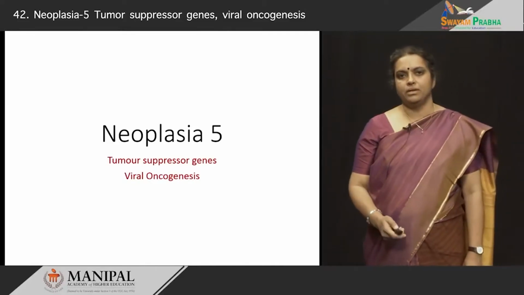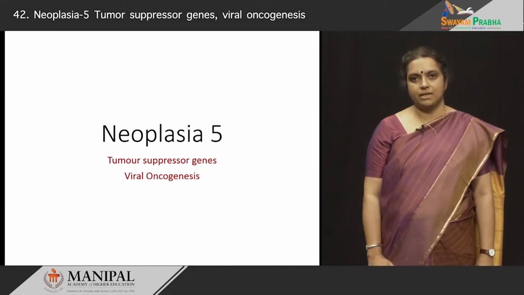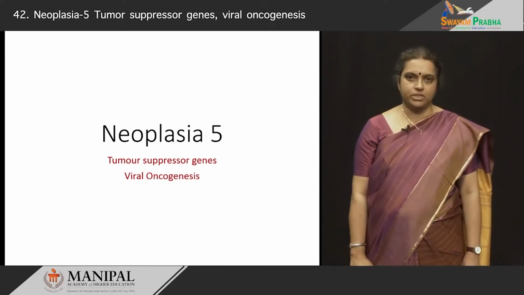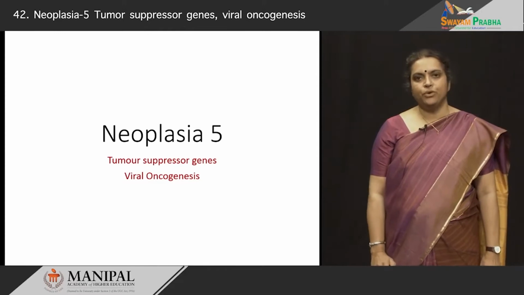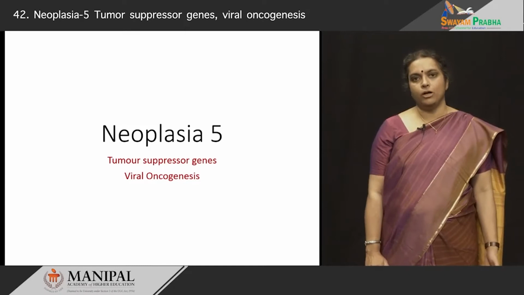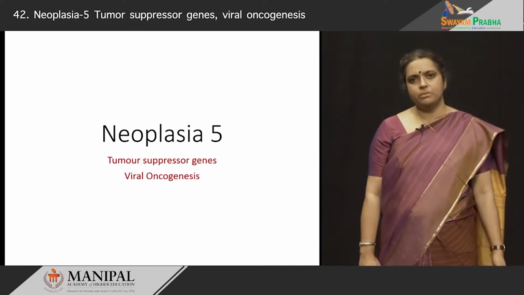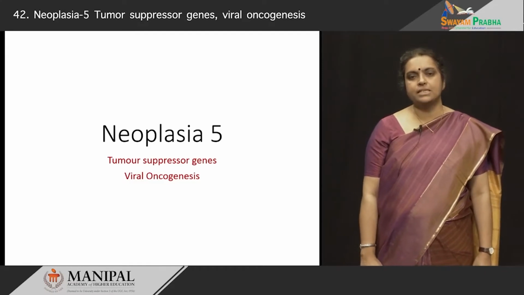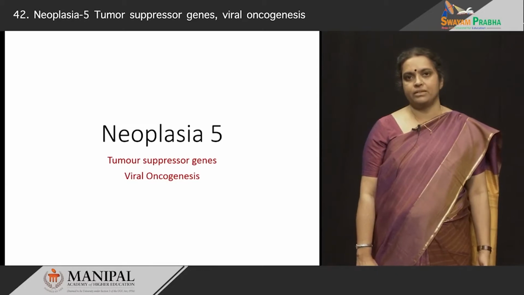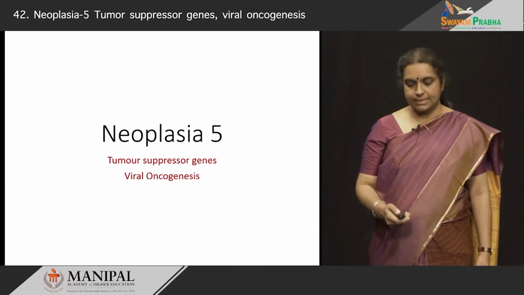Hello everyone. In today's class on neoplasia class 5, we will talk about tumor suppressor genes and viral oncogenesis. In neoplasia 4, I told you about Weinberg's principles of hallmarks of cancer, and we also discussed one of the most important hallmarks of cancer, which is self-sufficiency in growth, and we discussed the various growth factors which influence the continuous growth of cancer cells.